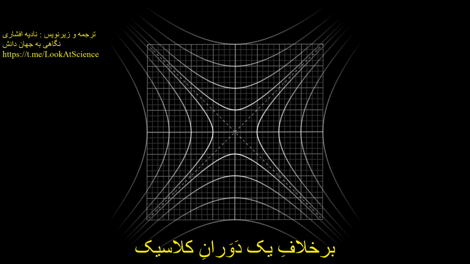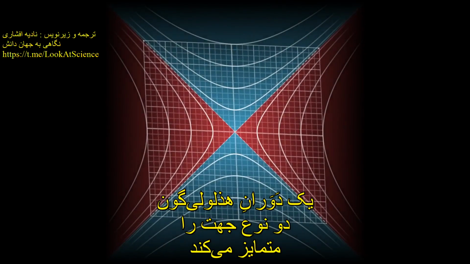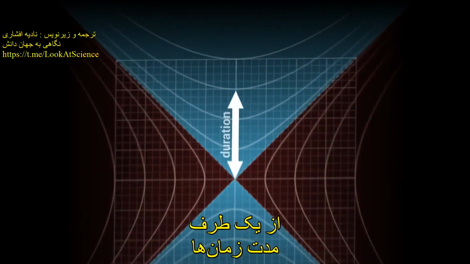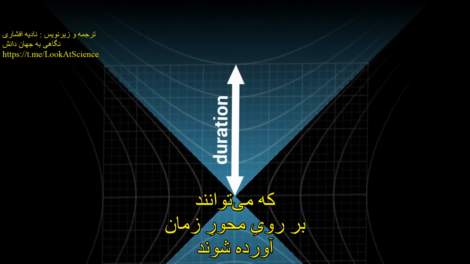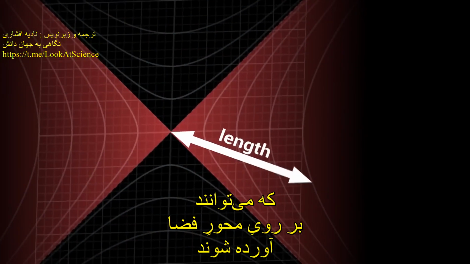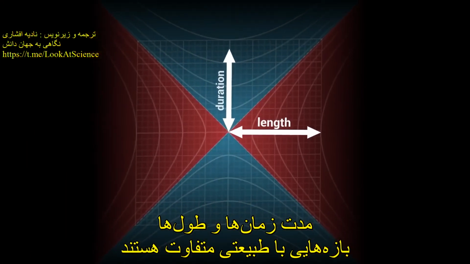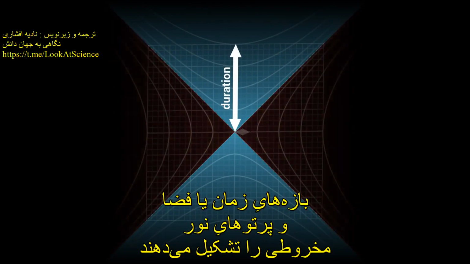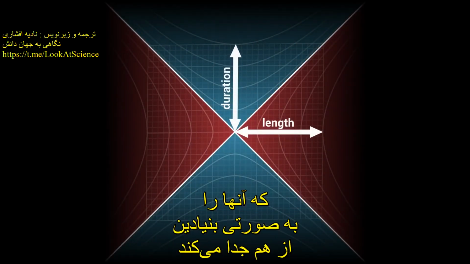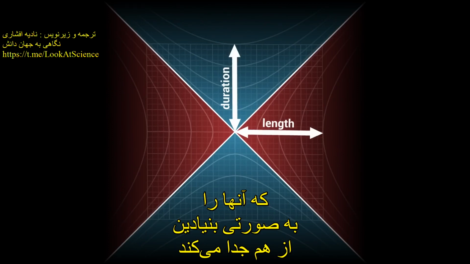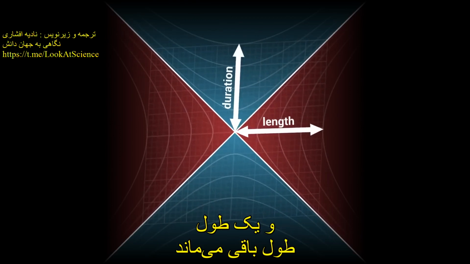Unlike a classic rotation, which can turn in all directions, a hyperbolic rotation distinguishes two types of directions. On the one hand, durations, which can be brought onto the time axis, and on the other hand, lengths, which can be brought onto the space axis. Durations and lengths are intervals of a different nature, intervals of time or of space, and light rays form a cone which separates them fundamentally. Whatever the frame of reference, a duration remains a duration, and a length remains a length.